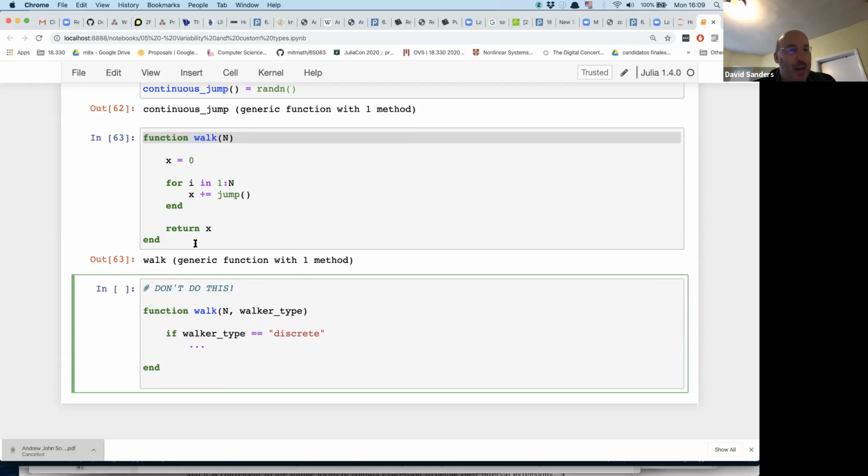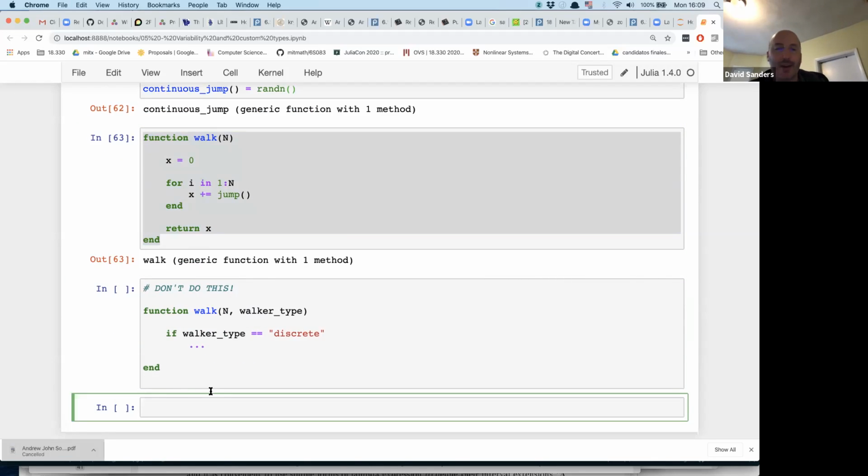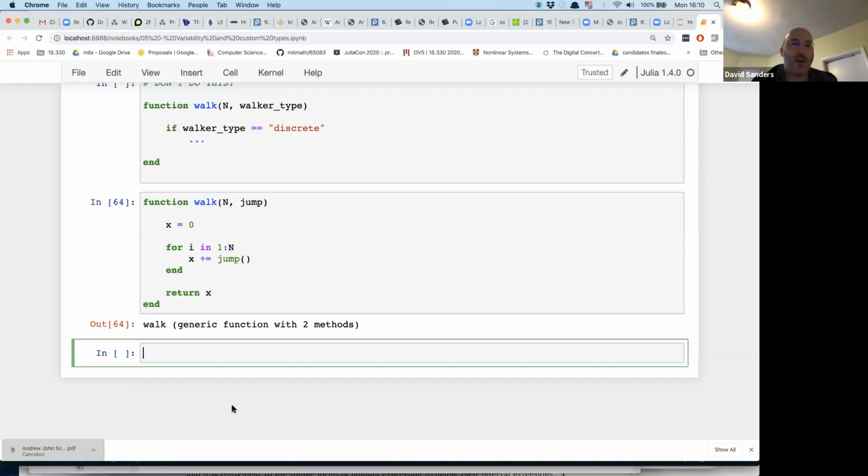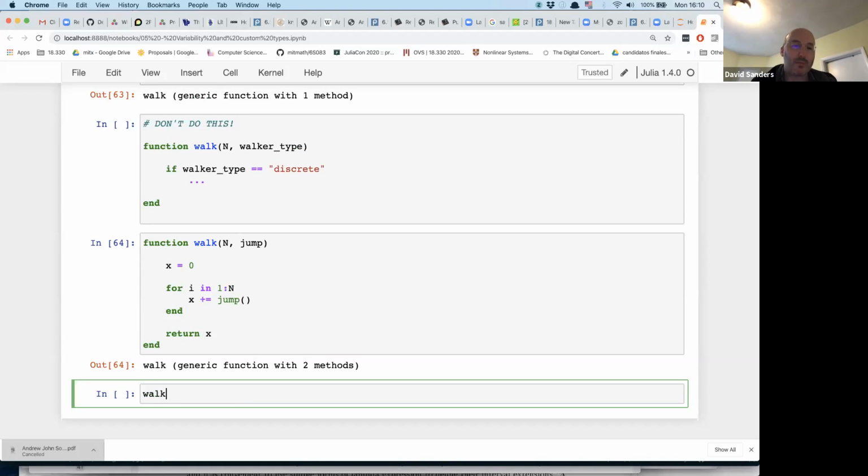Why? Because there's something better you can do, which is, as Tanner said, I'm going to send in jump as an argument to my walk function. So I'm passing a function as an argument to my function. In many languages, this is kind of hard to do. In Julia, it's just as easy as writing the name, and so now this jump here, instead of calling some function that I defined earlier that was called jump, is actually going to call whatever function I passed in as the argument to this function.